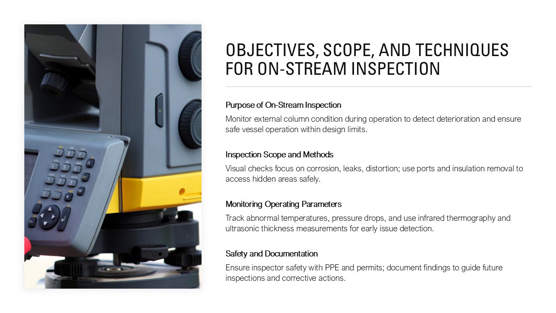Findings from on-stream inspections should be documented and trended over time. Any abnormal conditions that could compromise integrity should trigger further evaluation, increased inspection frequency, or planning for corrective action during the next shutdown. On-stream inspection, when performed systematically, provides valuable real-time information that supports proactive integrity management of columns.